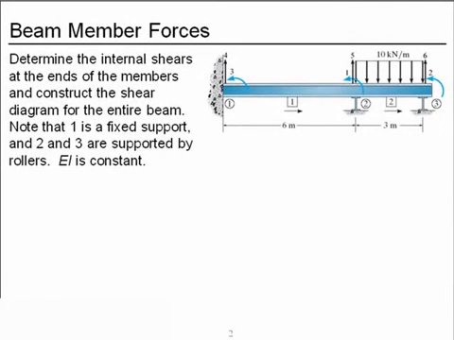And here's our beam. Fixed at node 1, rollers at nodes 2 and 3. It's a continuous beam. E and I are constant along its length. We are going to determine the internal shears at the ends of the members, and we'll use that information along with the loading to construct the shear diagram for the entire beam.